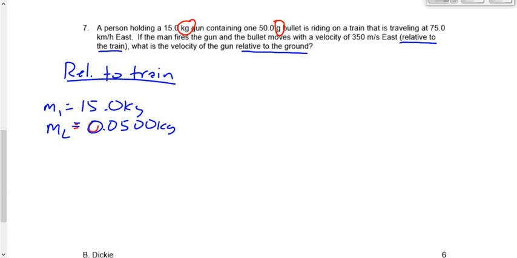Now, we also have a kilometers per hour thing and a meters per second thing here as well. Either one would be okay in this situation, but I'm going to go meters per second because that's standard. That's normal. 75 kilometers per hour is going to convert to 20.833.